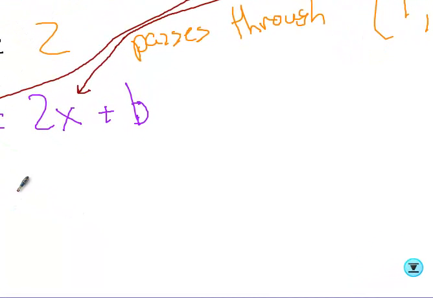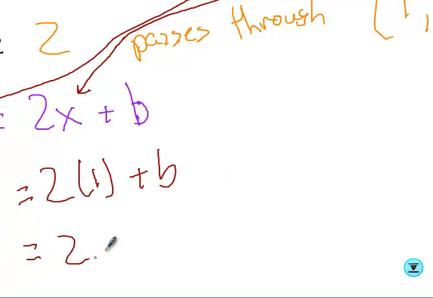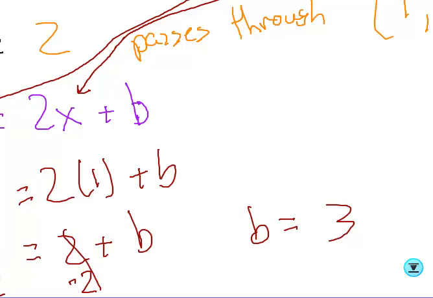So it's going to be 5 equals 2 times 1 plus b, which is 5 equals 2 plus b. Subtract 2, and we get b equals 3. Let's subtract 2 from both sides. 5 minus 2 is 3. So we know that b equals 3.